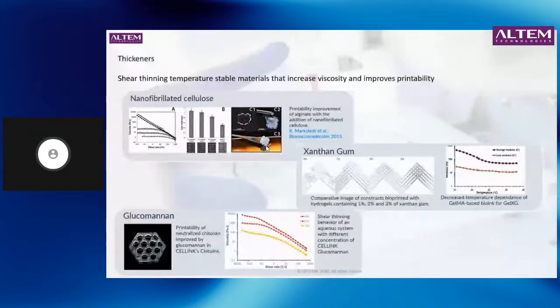Another material is glucomannan. So glucomannan is basically another material which aids in printing. Here they have combined this with chitosan to improve the printing. So having a direct impact on the shear, on the viscosity as well as the shear rate.